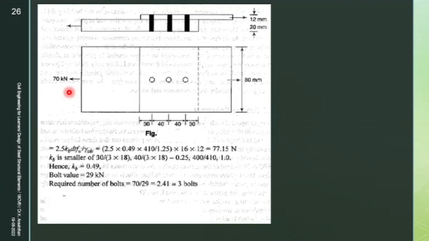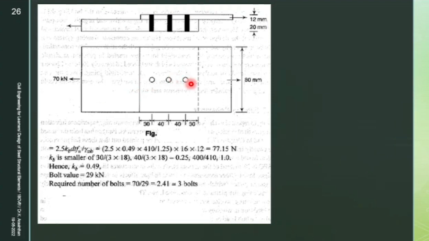Now you have completed. Okay, what about the bearing strength? 77. What is the force coming to the plate? 70. Is it greater than 70? Yes. Make sure that for shear strength your bolt should have higher, and for bearing strength you should get higher value. If both the things are higher, your design is safe.